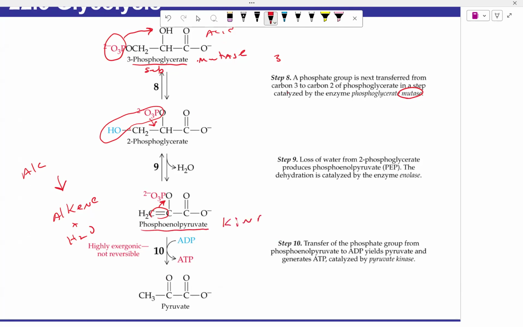kinase. And that's happening right here. So we're at pyruvate. Pyruvate is one of the 3 carbon molecules you produce out of glycolysis. And then there's one more step where we go to an acetyl-CoA.